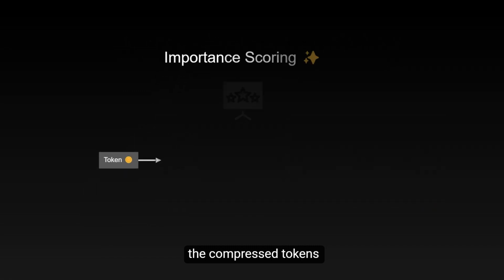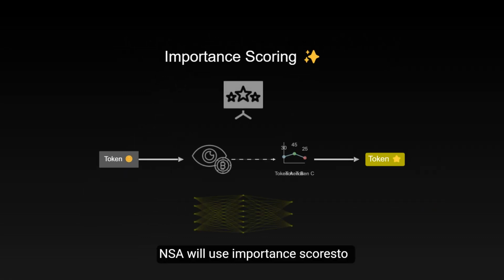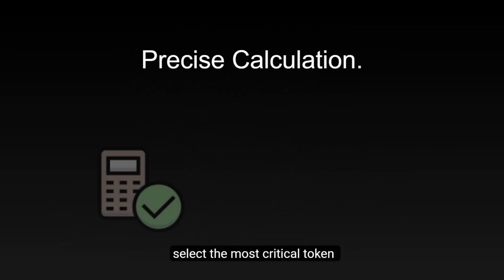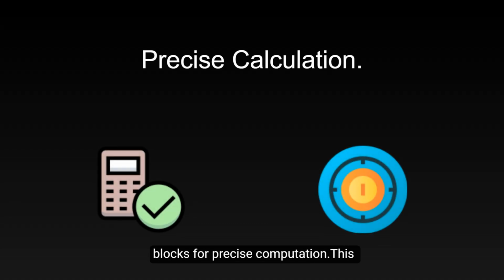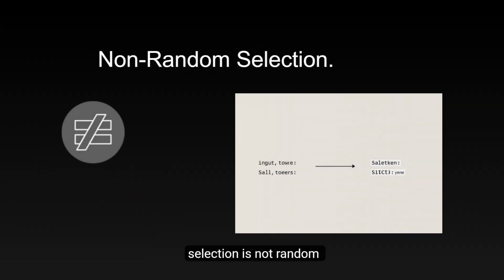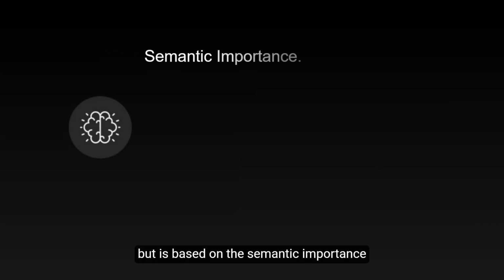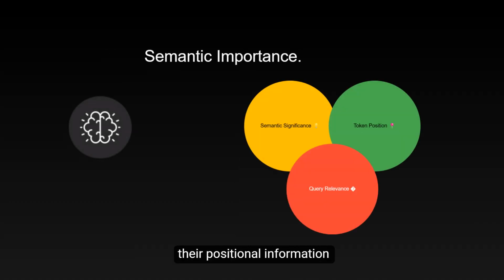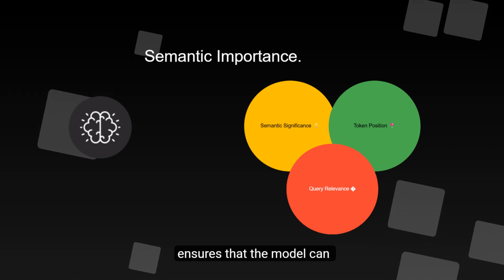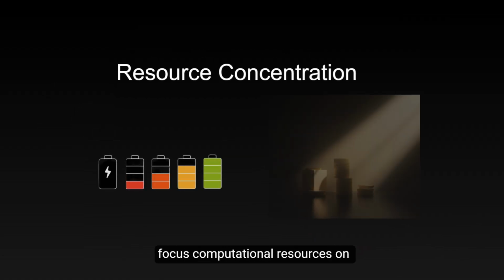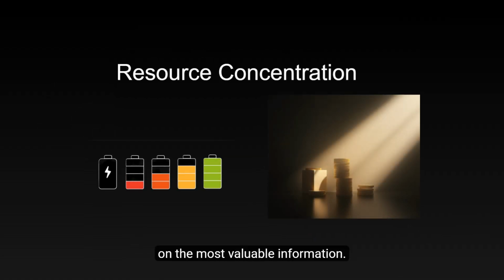Among the compressed tokens, NSA will use importance scores to select the most critical token blocks for precise computation. This selection is not random, but is based on the semantic importance of the tokens, their positional information, and their relevance to the query. This ensures that the model can focus computational resources on the most valuable information.